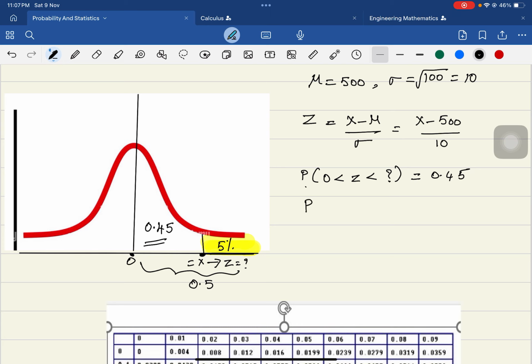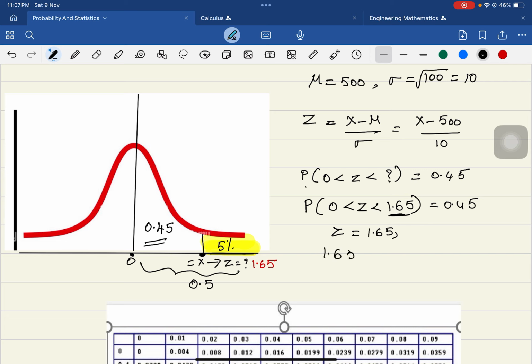So that means the probability of 0 less than z less than 1.65 is given by 0.45. So the value of z is 1.65 here. This is what you should understand. So the value of z is 1.65. Now when I take z as 1.65, what is your x value?